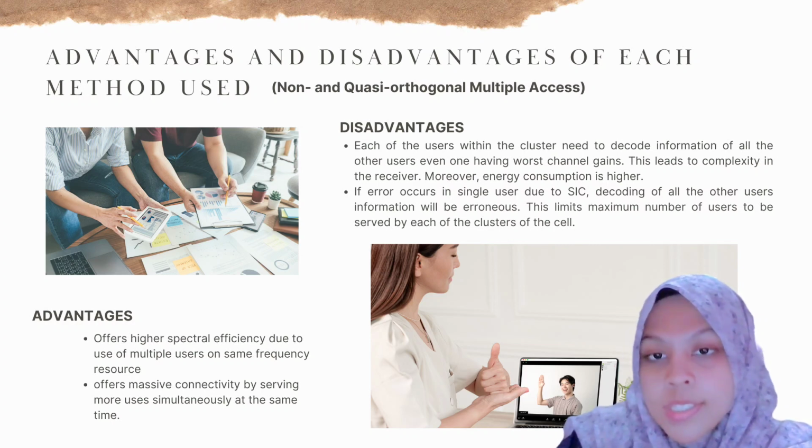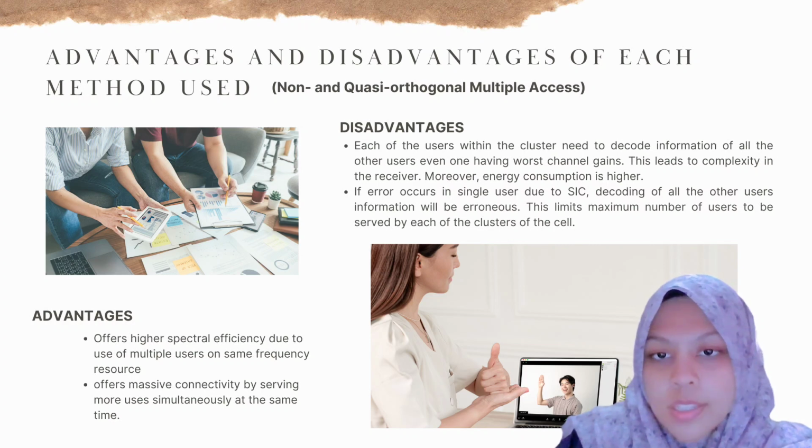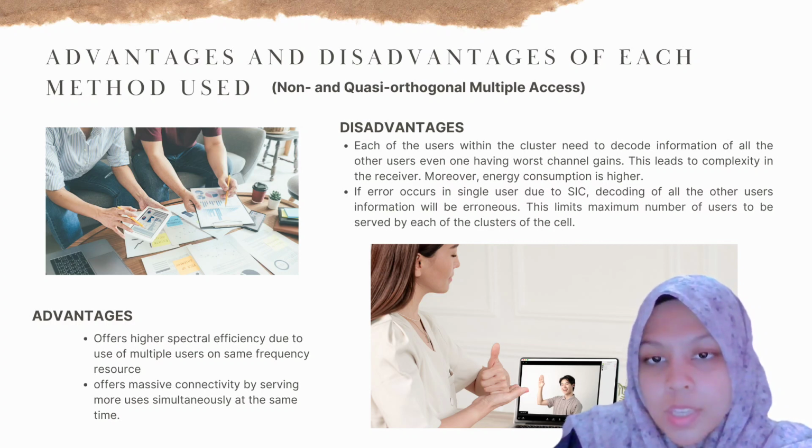But what is the disadvantage of NOMA? Each user within the cluster needs to decode information of all the other users, even one having worse channel gains. This leads to complexity in the receiver. Moreover, energy consumption is higher. If an error occurs in a single user due to SIC, decoding all the other users' information will be erroneous. This limits the maximum number of users to be served by each cluster of the cell.